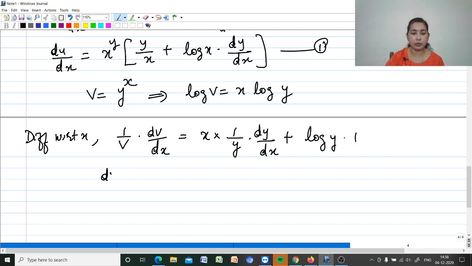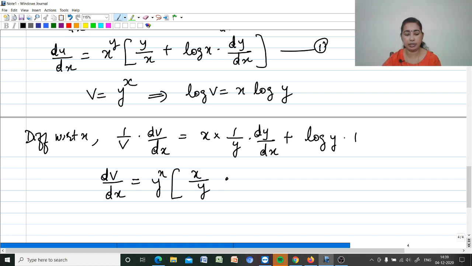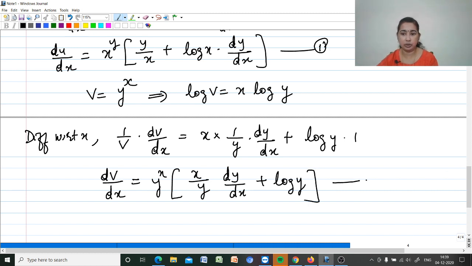Or we can write what is dv by dx. dv by dx equal to v into, v is y raised to x, into, this can be written as, x by y into dy by dx plus log y. That is equation number 2.